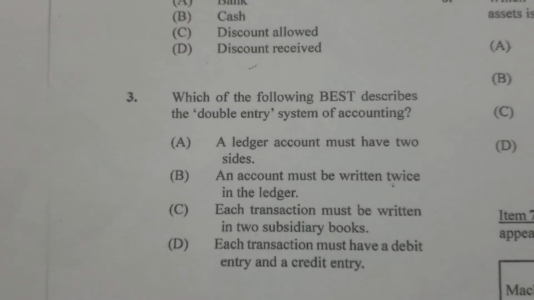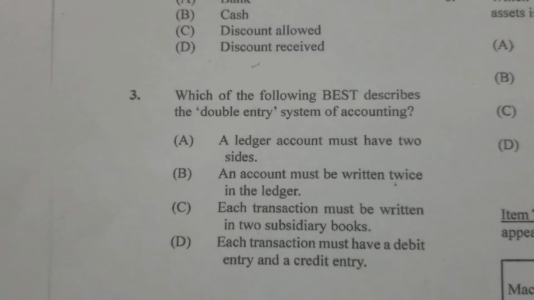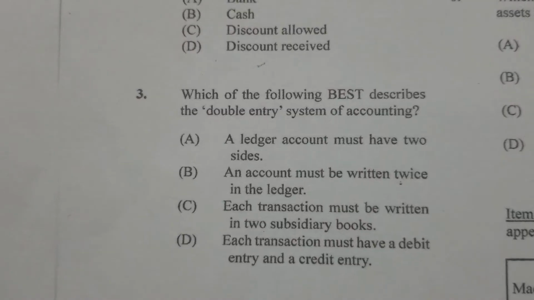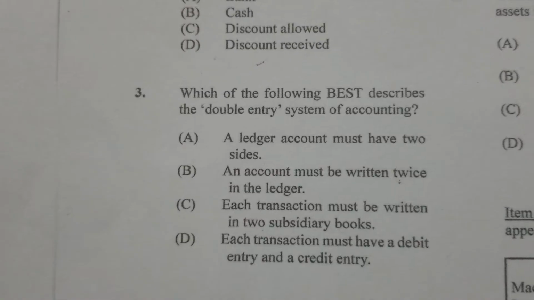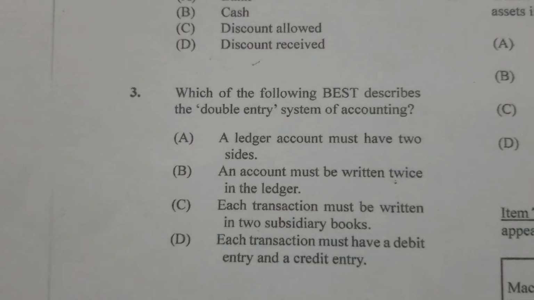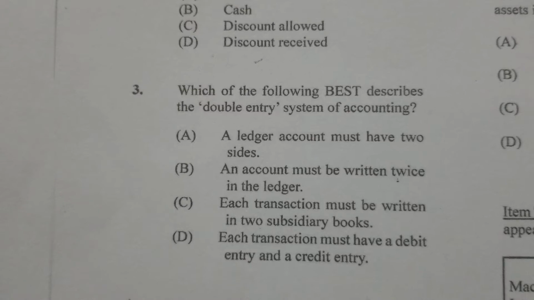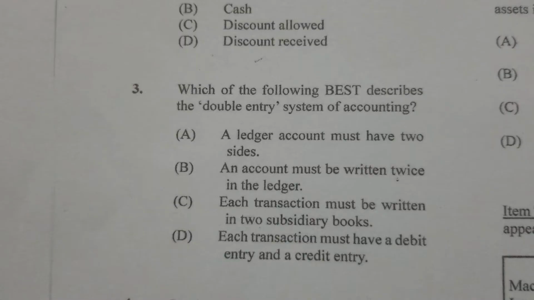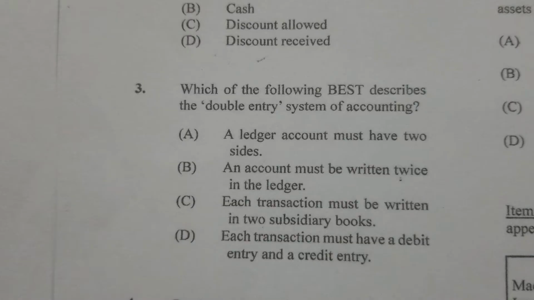Question 3. Which of the following best describes the double entry system of accounting? The answer is D. Each transaction must have a debit entry and a credit entry. So from the options we have received, D would be the most appropriate answer.